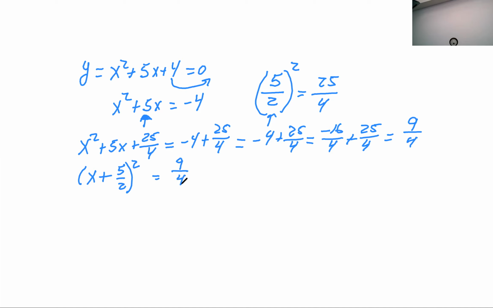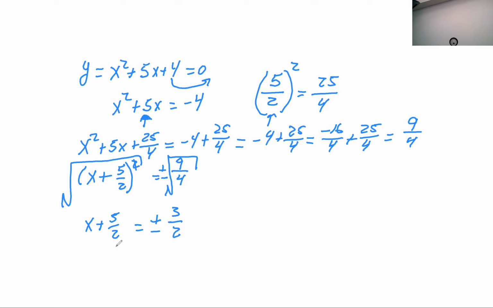So the strategy now is we want to get rid of that square, right? So the next thing you do is you take the square root of both sides. And remember, when you take the square root it is plus or minus. So when you take the square root, that will go away. And on this side, you have x plus 5/2. And so what does this equal? Well, this would be plus or minus the square root of 9, which is 3. And what's the square root of 4? 2. So in this scenario, now we have 2 possible solutions.